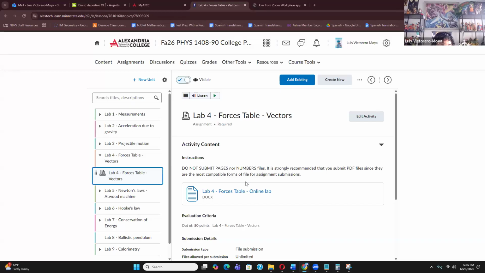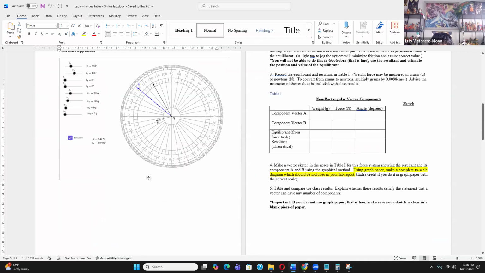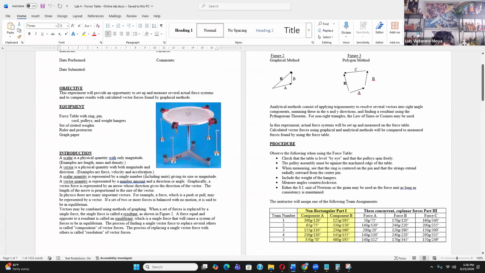Hello everyone, this is the tutorial for lab number 4, force stable vectors lab. In this lab, just like the previous labs, you're going to find this file and perform the experiment, which is very similar to what you will do in an in-person lab using this setup. You have a circular table like this, and you will be able to find angles for the equilibrium of different weights.